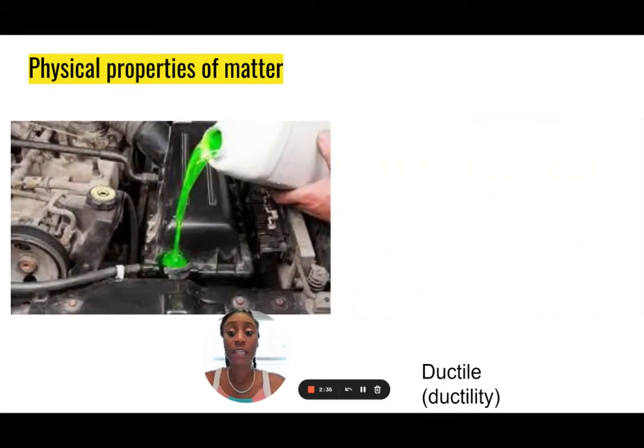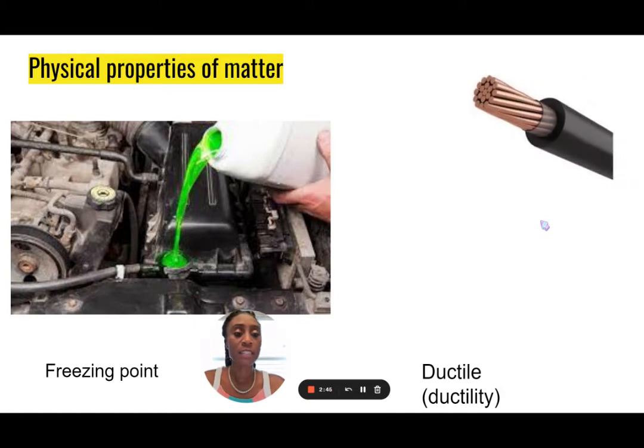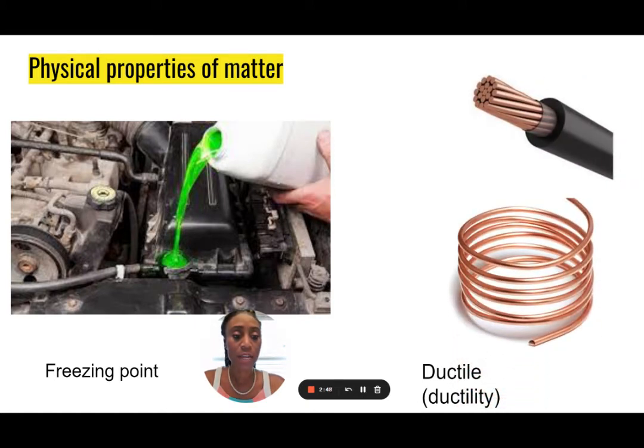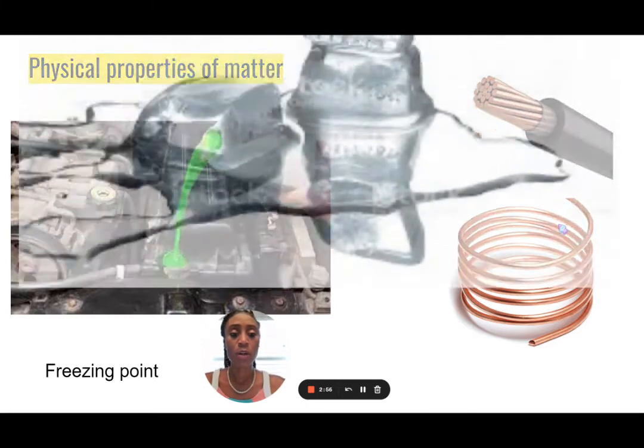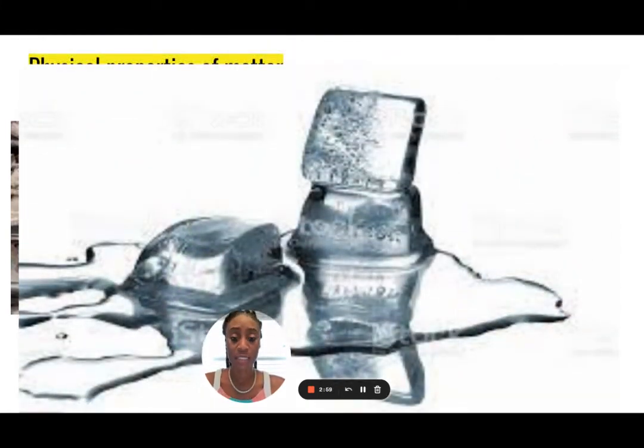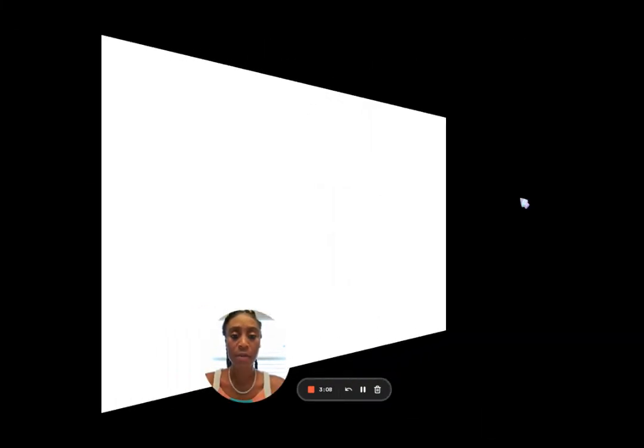Another physical property we spoke about is the freezing point of a liquid or of an object or a substance. Then we have the ductility of a substance, right? So here, ductility is being able to stretch that metal into wires, and that's another example. We also know that another example is melting. We all know ice melts when heat is added to it. So that's an example of a physical property of matter.